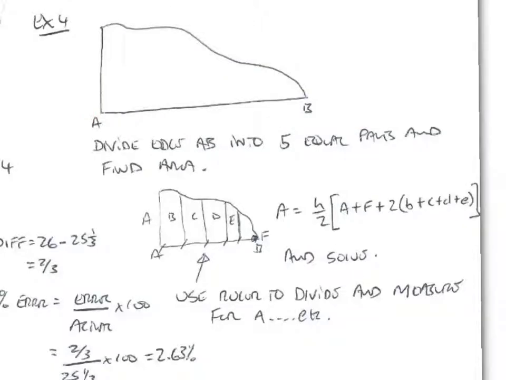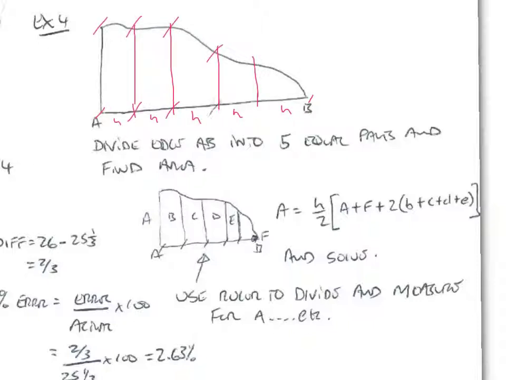And here's the final example and the final type for the trapezoidal rule, where you're given a shape and told to divide the edge AB into 5 equal parts and find the area. If you met this in a problem, you'd have to get out your ruler, measure AB and divide it into 5 equal parts, and measure that, and you'd know what your h value is. Then from those you extend up to the curve with your ruler, and you measure these heights here.